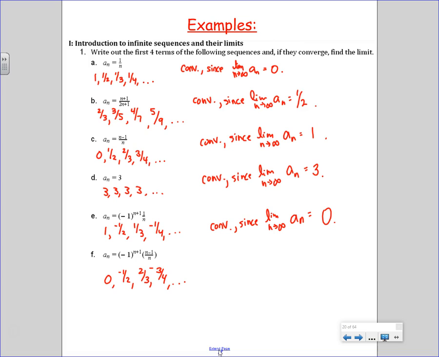Isn't the negative 1 to the n plus 1 just what flips the signs back and forth, back and forth? Look at the 1 over n. What's the limit? 0. 0 times other signs, well, it doesn't really matter. Still 0.